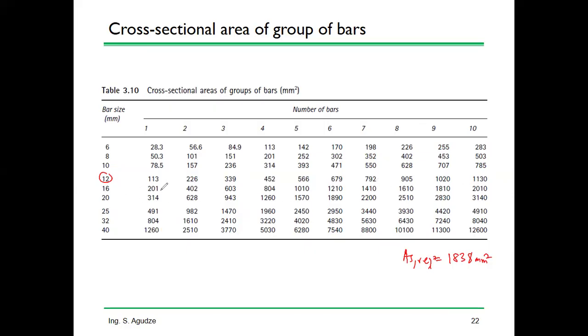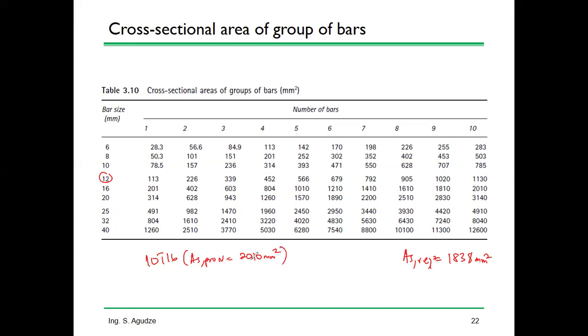So what about 16? If it is 16, 2010, so I have 10T16, and the area is 2010. AS provided is equal to 2010 millimeters squared.